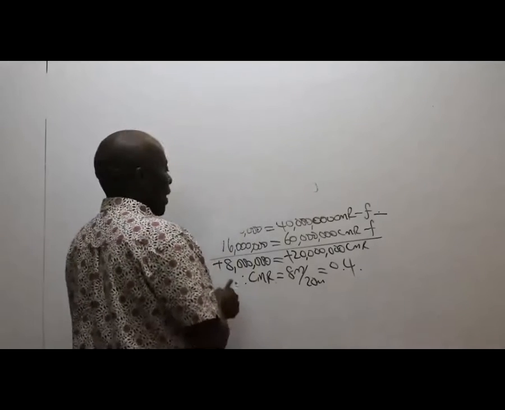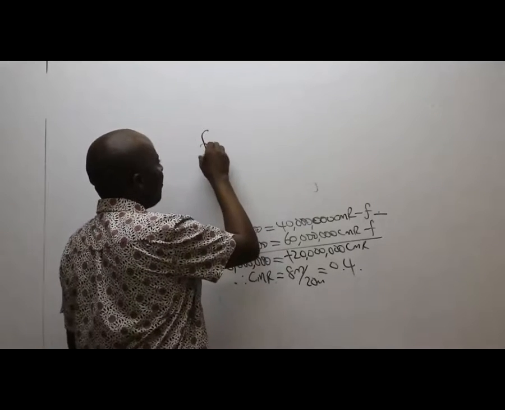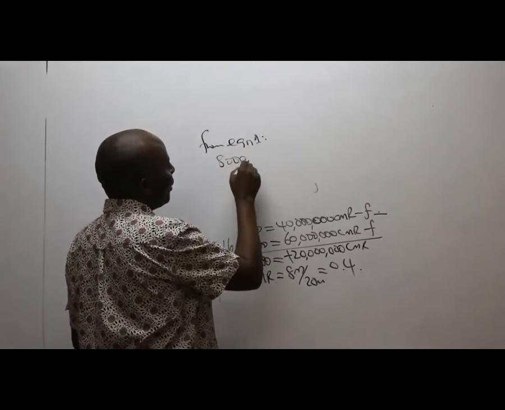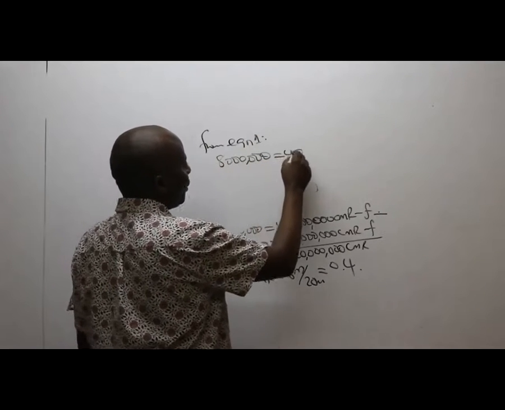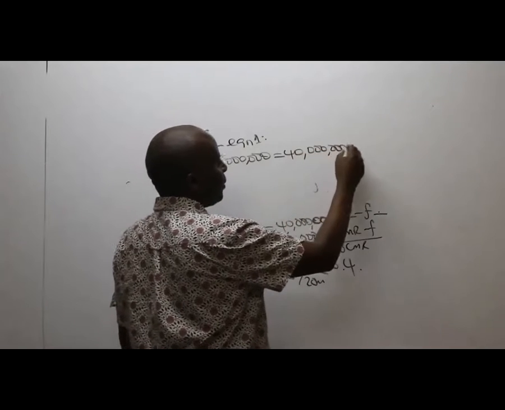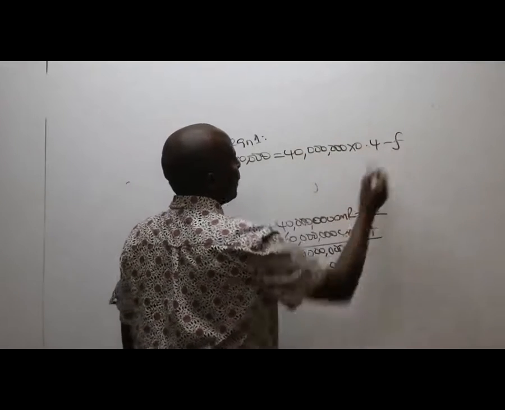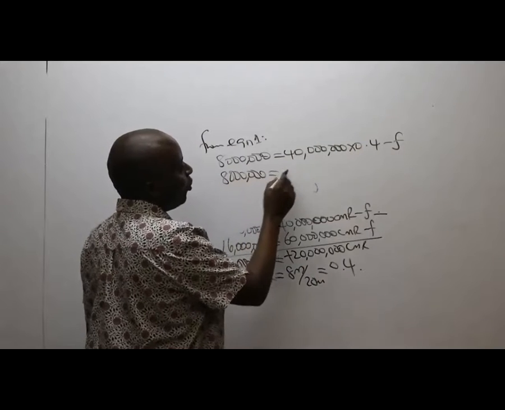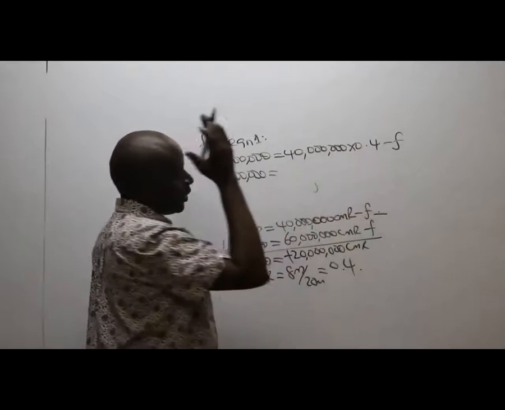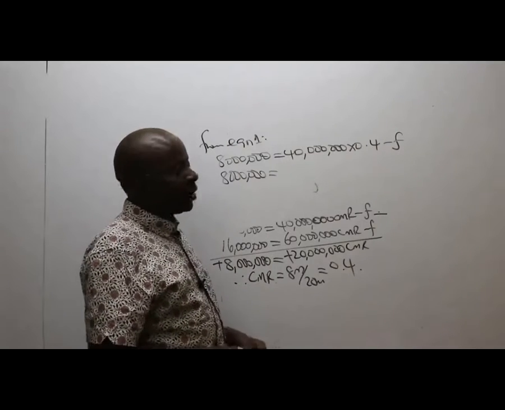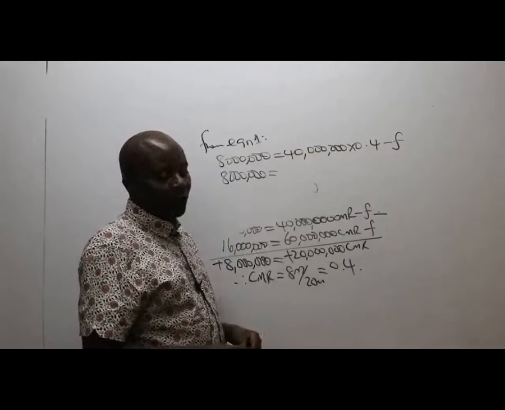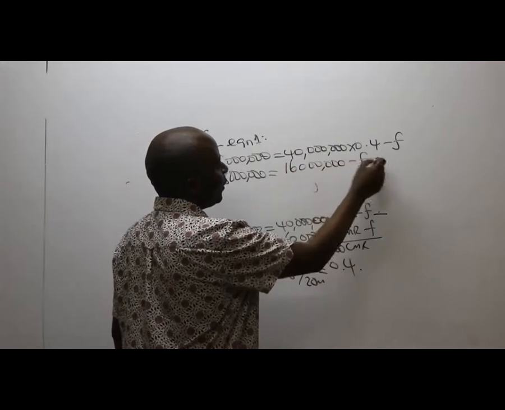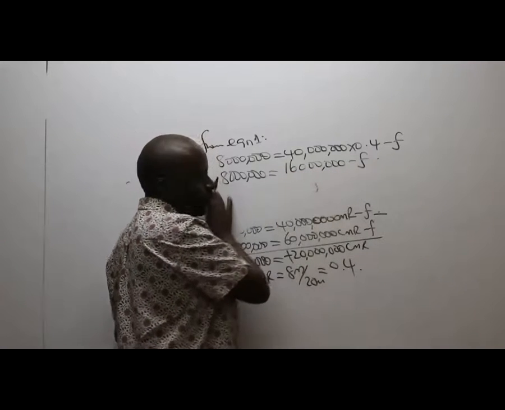So from equation 1, this is 8 million equals 40 million times CMR, which is 0.4, minus fixed cost. So then this will be 8 million equals, somebody give me this figure. You guys have calculators. I don't have a calculator. 40 million times 0.4 will give me what figure, somebody? 16 million. 16 million minus fixed cost, implying that this 16 million has to cross over.